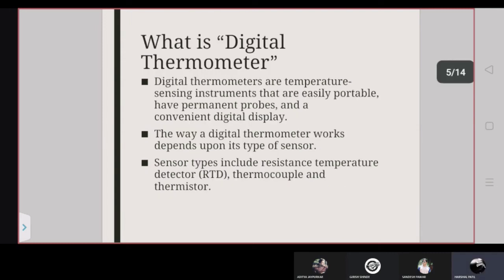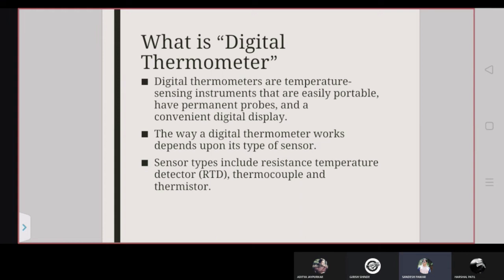Remaining parts will be conducted by my friend Sandesh Pawar. Sandesh, please talk about what is the digital thermometer. Thank you, Harshal. Myself, Sandesh Pawar, roll number 1951022. What is digital thermometer?